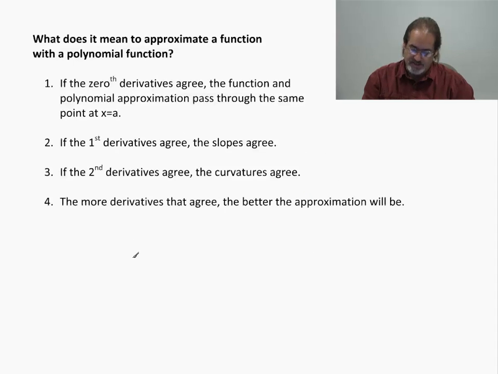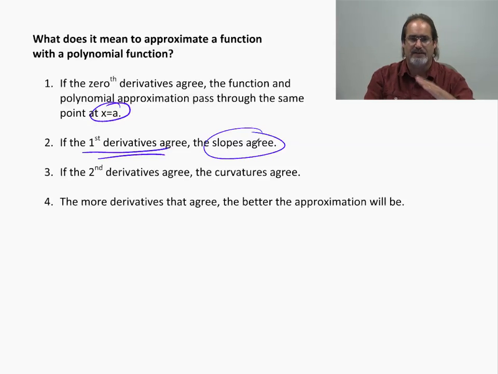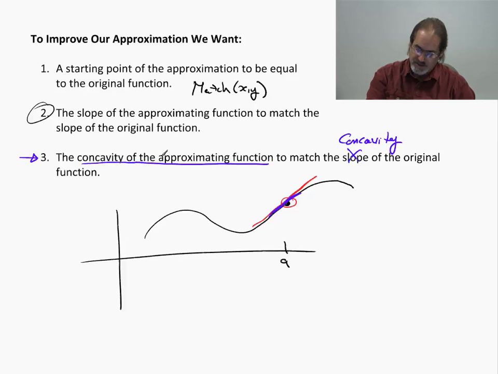What does it mean to approximate a function with a polynomial function? Again, in terms of derivatives, if the zeroth derivatives agree, the function and polynomial approximation pass through the same point at x equals a. Well, the zeroth derivative is the original function. It says don't take a derivative. It's the function you start out with. If the first derivatives agree, then the slopes agree. So that's going back to the idea of what I said right back here about matching the slope.